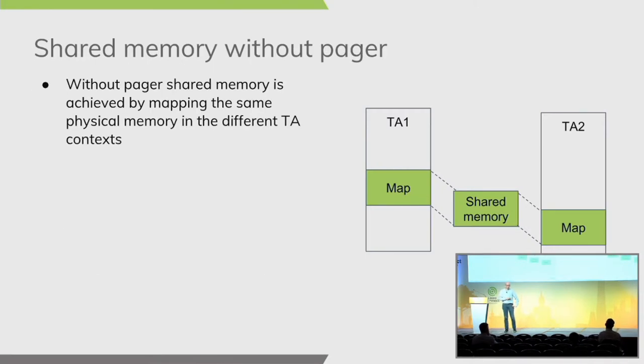So without a pager, it's just physical memory, which is the shared memory, and we map it in the virtual memory space of each TA. It doesn't necessarily have to end up at the same virtual address. It depends on what's mapped before and so on.